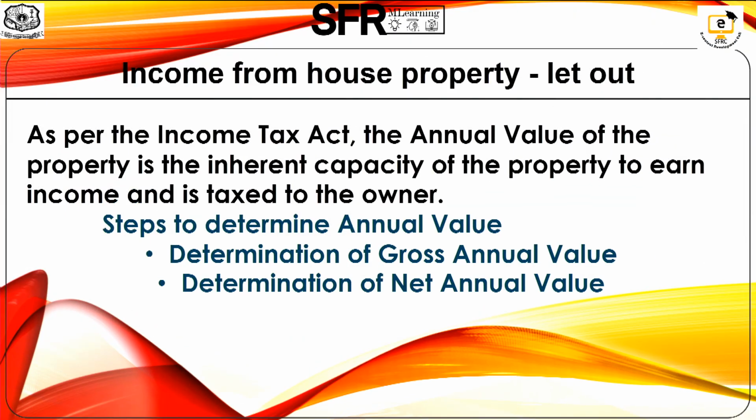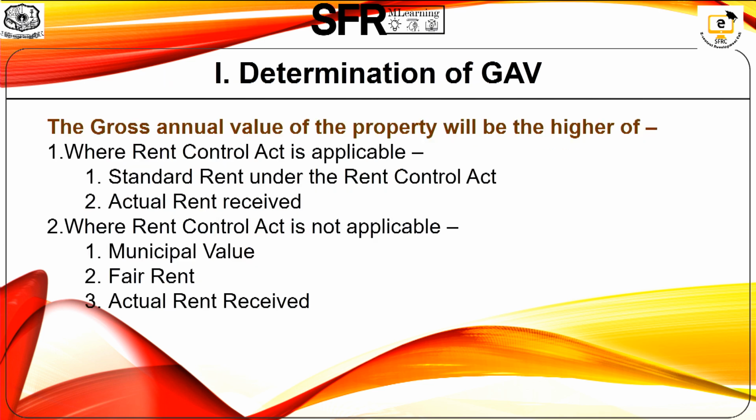Now let us come to the main part of our lesson. What is income from house property let out and how to determine it? The annual value of the property is the main thing that we have to compute for determining the income from house property. It can be carried out in two steps. In the first step, we have to determine the gross annual value of the house property, and in the next step, we have to determine the net annual value of the house property.